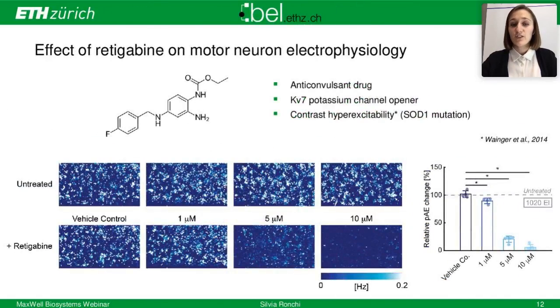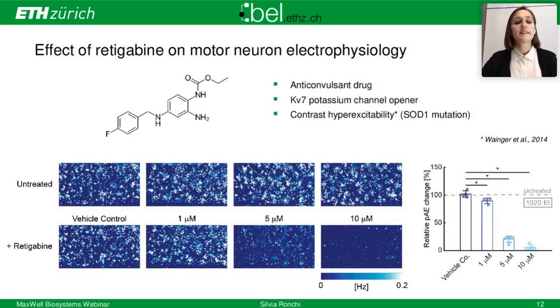Now, the last application that I would like to show you today is a very important application for high-density microelectrode-arrays, and it summarizes all the metrics that I showed you up to now, which is the computation and evaluation of the effect of a compound on the activity of the neurons. In particular, we did it in motor neurons, and we used as a drug retigabine, which is an anticonvulsant drug, a Kv7 potassium channel opener, and it's currently used to contrast the hyperexcitability of motor neurons in the SOD1 mutation of amyotrophic lateral sclerosis. So what we would expect is a decrease in the firing rate.